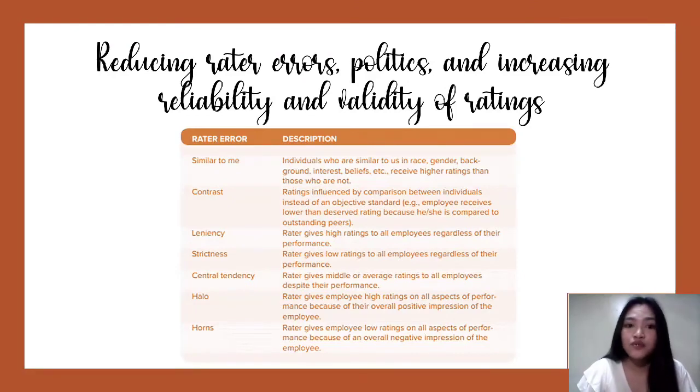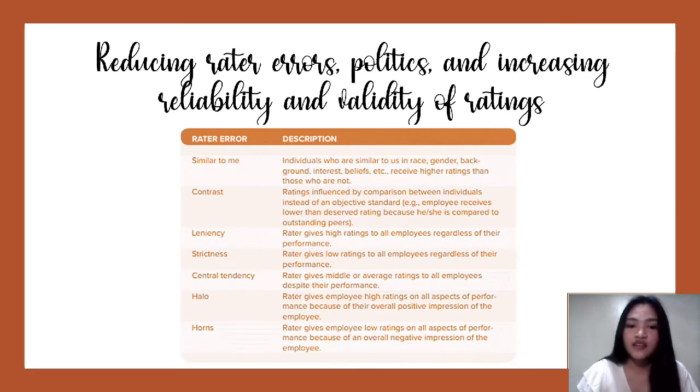Here we have examples of rater errors and their description. Similar to me: individuals who are similar to us in race, gender, background, interests, beliefs receive higher ratings than those who are not. Contrast: ratings influenced by comparison between individuals instead of an objective standard. Leniency: rater gives high ratings to all employees regardless of their performance. Strictness: rater gives low ratings to all employees regardless of their performance. Central tendency: rater gives middle or average ratings to all employees despite their performance.